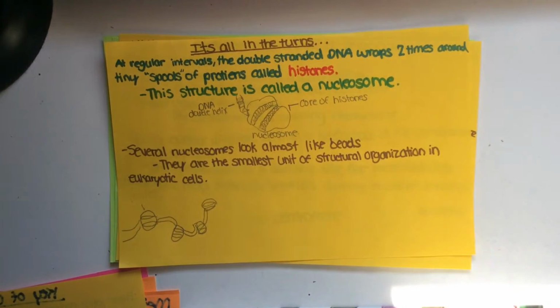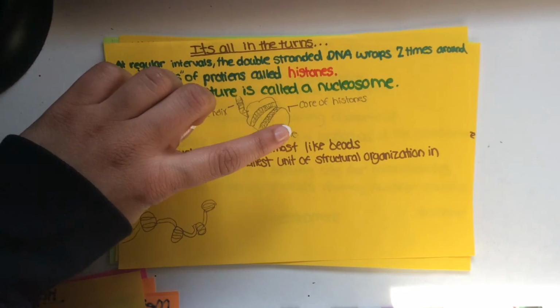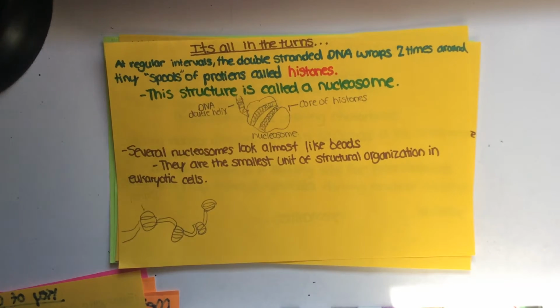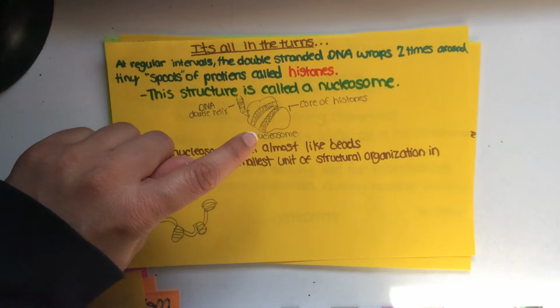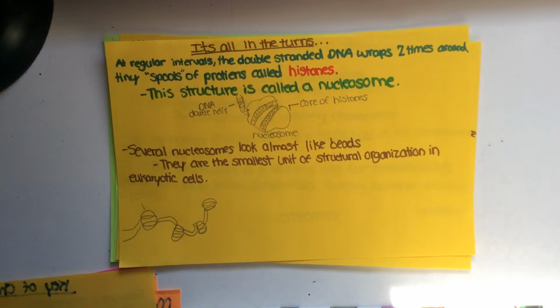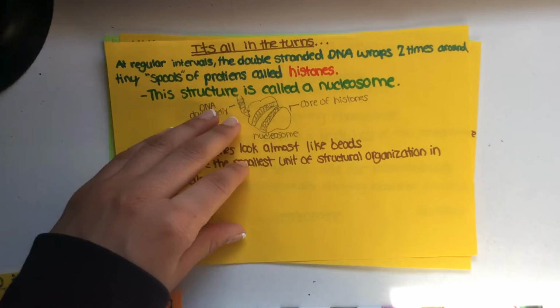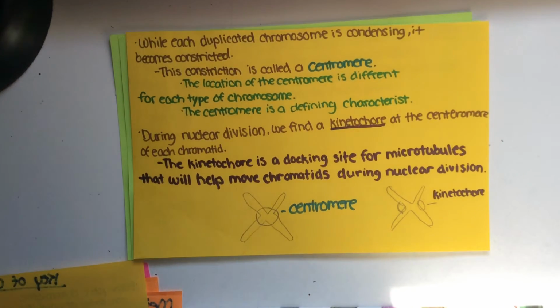At regular intervals, the double-stranded DNA wraps two times around tiny spools of proteins called histones. This structure is called a nucleosome. This structure that looks like a bean is the histone, and that's the DNA wrapping around it twice. This whole structure makes a nucleosome. Several nucleosomes almost look like beads. They're the smallest unit of structural organization in eukaryotic chromosomes.